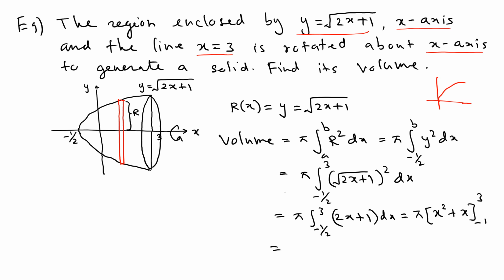So let's plug in the values. We have pi, so if you plug in 3 you get 9 plus 3, minus, if you plug in negative 1/2, negative 1/2 squared and negative 1/2 cancel to 0, so that means you simply get 12 pi units cubed. Okay, so that's the unit cubed. Good. So that is the volume of the solid generated.